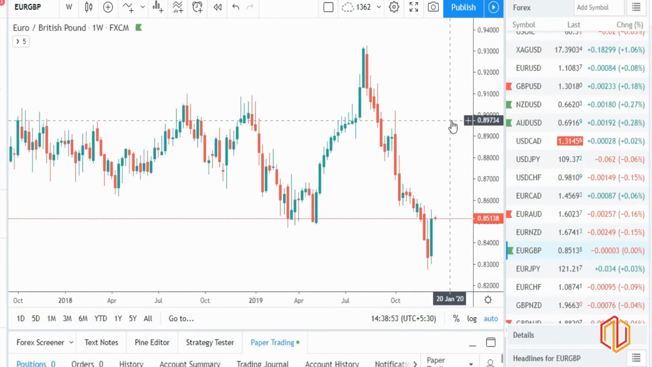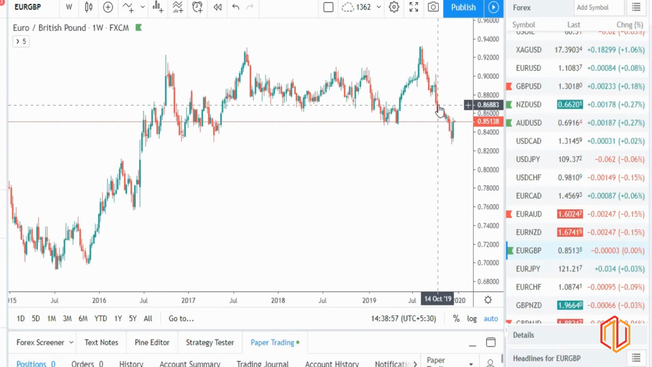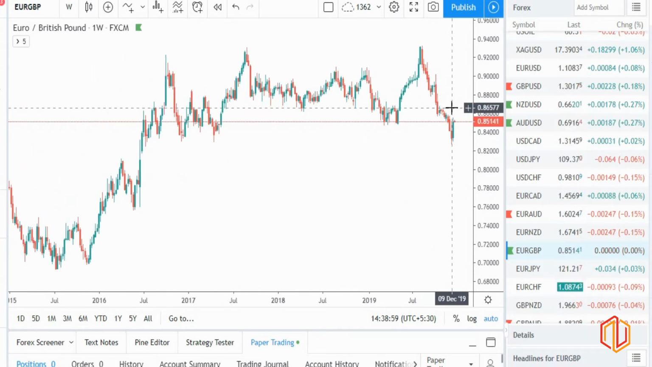So bullish trading opportunity on Euro GBP. At the support, we can target the next resistance, which you can see is at 8657.